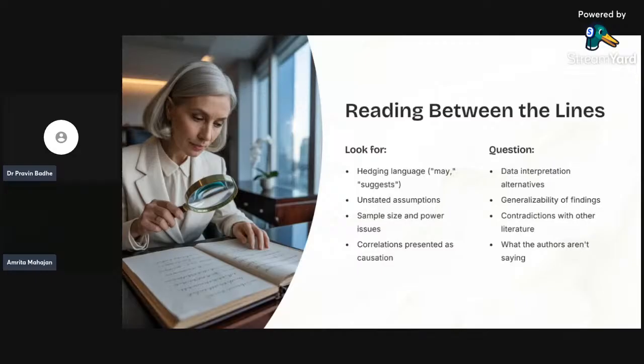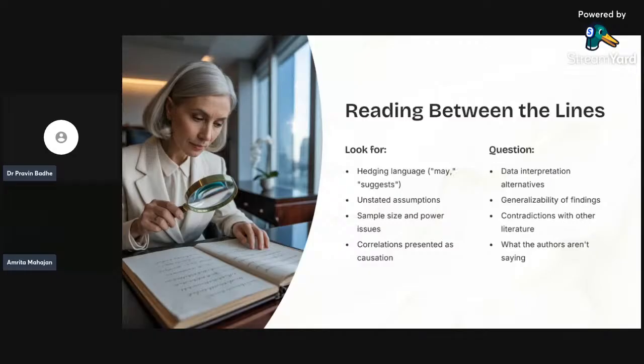And then contradictions with other literature. Does this paper agree with or contradict other research in the field? You have to check into that. If it contradicts established findings, is there a compelling reason provided for it? So you have to find out.